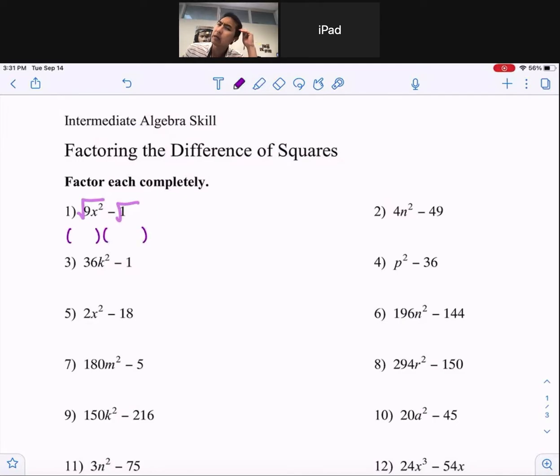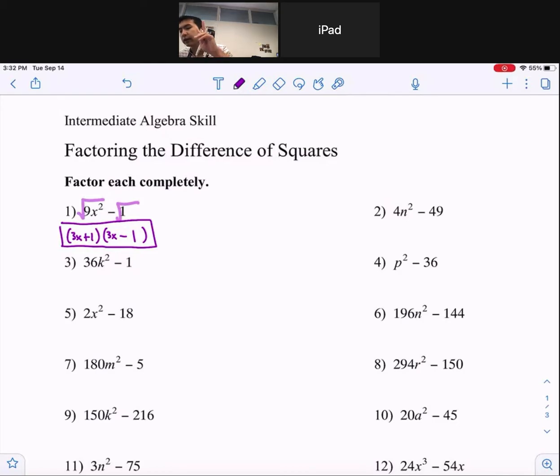So the square root of 9x to the second is 3x. So we're going to put 3x and 3x both there. The square root of 1 is 1. And then we have plus and minus. And those are your two factors. So identify if you have perfect squares and if there's a minus sign in between the two terms.